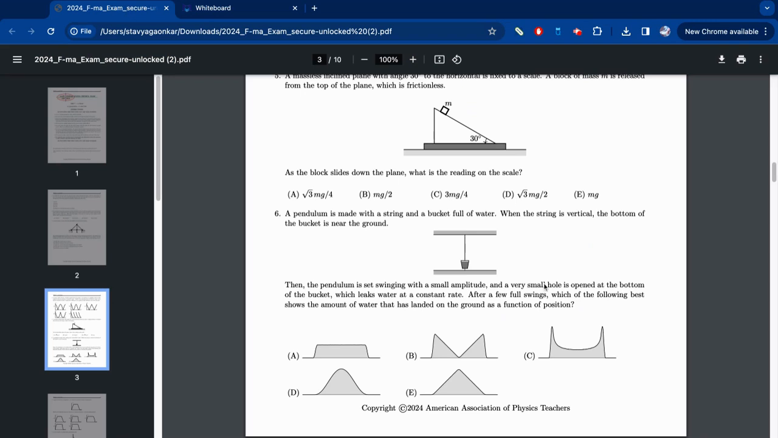Okay, number 6. A pendulum is made with a string and a bucket full of water. When the string is vertical, the bottom of the bucket is near the ground. Then the pendulum is set swinging with a small amplitude, and a very small hole is opened, which allows water to leak at a constant rate. You want to find a graph that best shows the amount of water that has landed on the ground as a function of position.